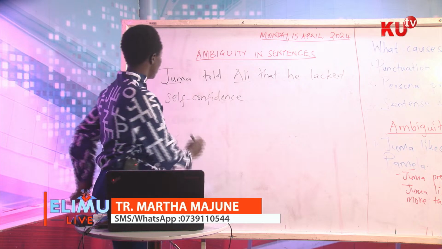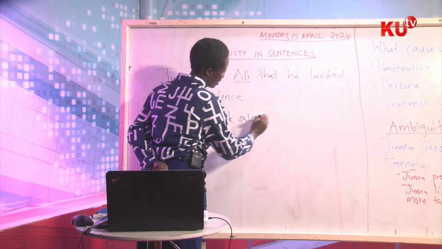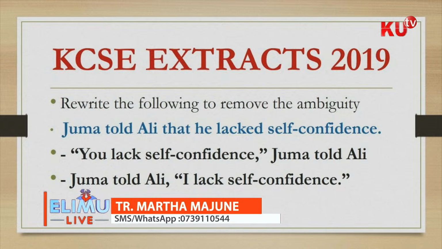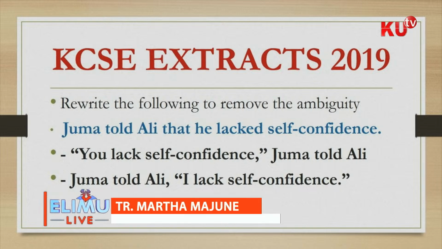So Juma says, I'll just write, you lack self-confidence, so that I punctuate it well. So this is the statement, you lack self-confidence. I now want to punctuate it to make it look like a direct speech. You lack self-confidence. So we open the speech marks just before you, and then we put a comma, and then we close. We put the closing speech mark.